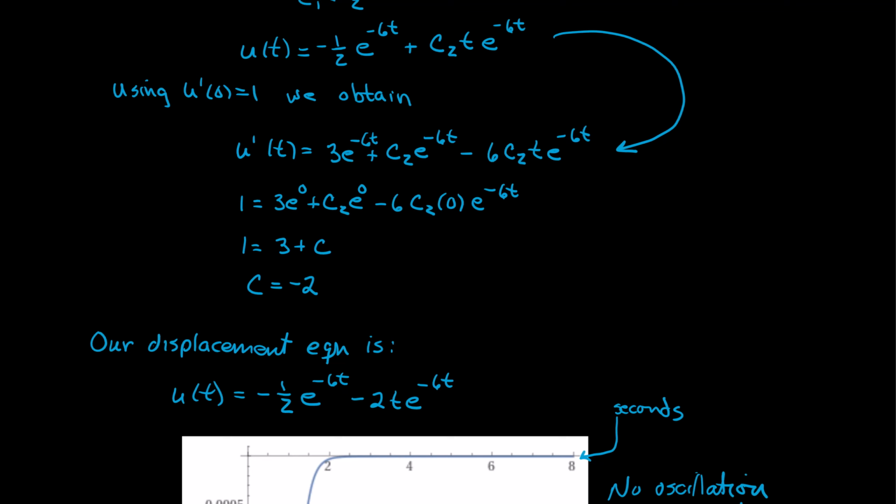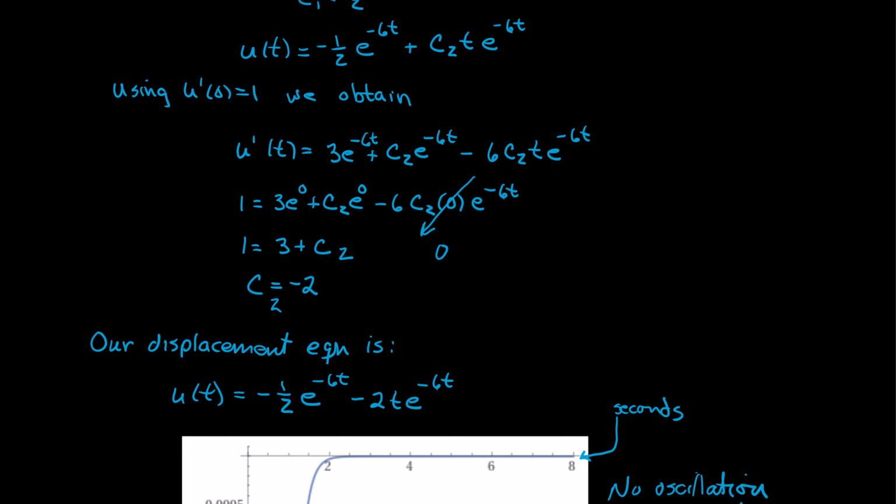Then we're going to have the derivative of our second term. That's a product rule, which is going to give us C2 e to the -6t plus C2 t, and -6 comes out front, which will give us a negative there. Okay, and we wind up with something like that. Substituting in 0 for the t value, the third term goes to 0. And what we have is 3 plus C2 is equal to 1, which gives us C2 is going to be a value of -2.